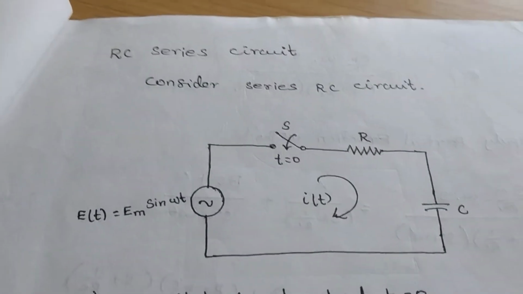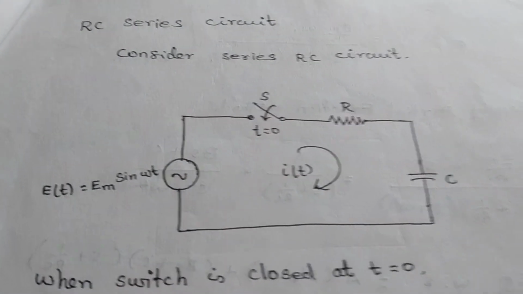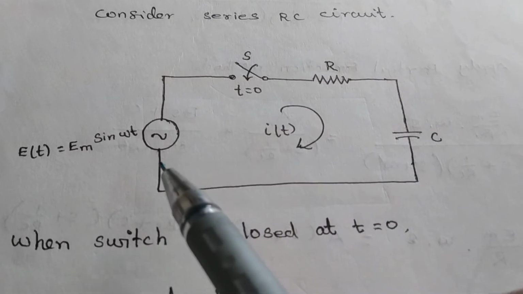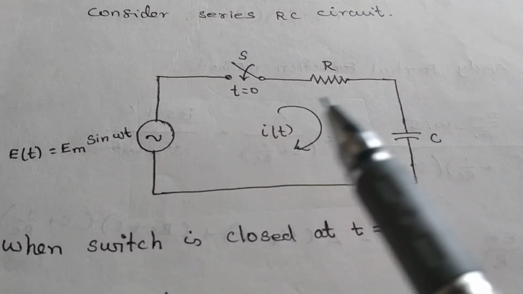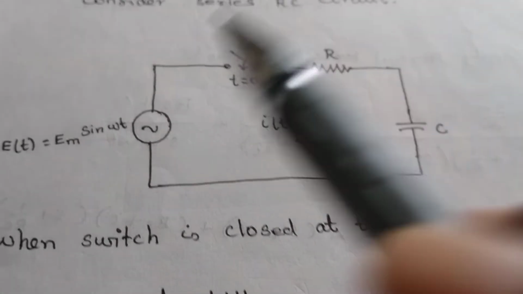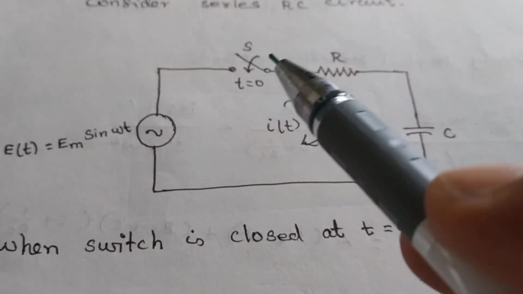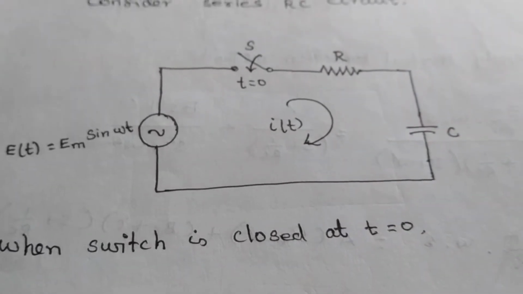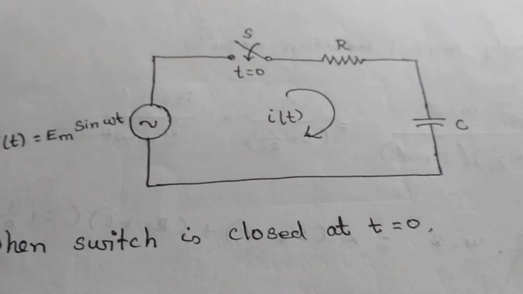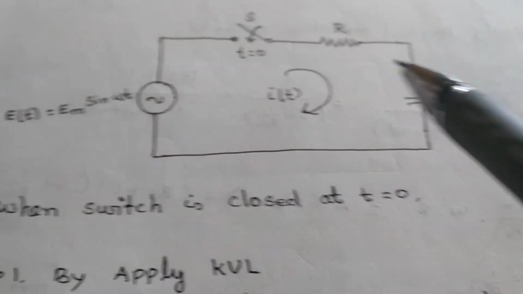The next topic is the RC series circuit. Consider this circuit: a voltage source, a switch S, a resistor R and a capacitor C in series, with the current i(t) passing through. The switch is closed at time t equals 0, and the source is Em sin omega t.